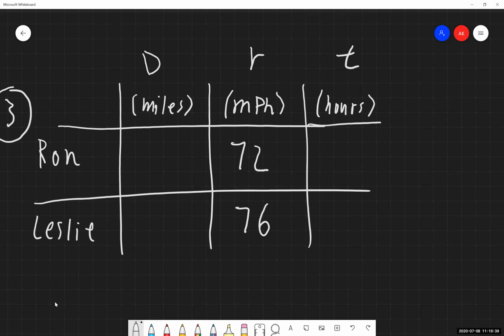Now, looking at our distance in miles, and our time in hours, we do not know how far each of them has or will have traveled. So it's another instance where we could say, well, what's the distance that Ron traveled? Well, it's probably going to be some amount. And then Leslie's going to have traveled some different amount.